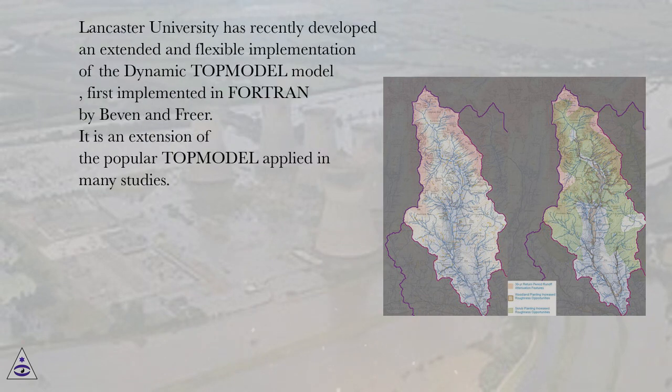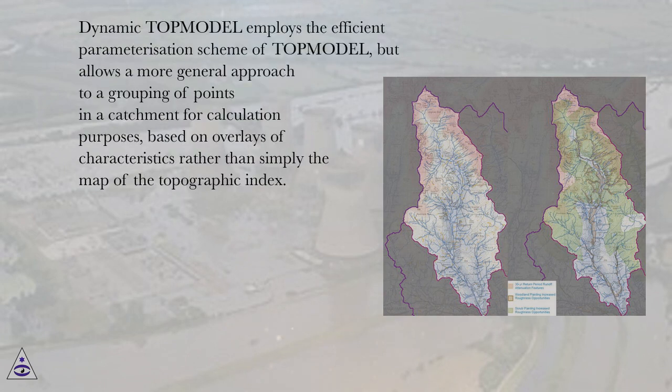Lancaster University has recently developed an extended and flexible implementation of the Dynamic TOPMODEL model, first implemented in Fortran by Beven and Freer. It is an extension of the popular TOPMODEL applied in many studies. Dynamic TOPMODEL employs the efficient parameterization scheme of TOPMODEL, but allows a more general approach to a grouping of points in a catchment for calculation purposes, based on overlays of characteristics rather than simply the map of the topographic index.